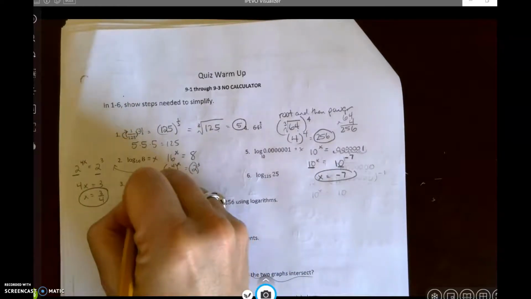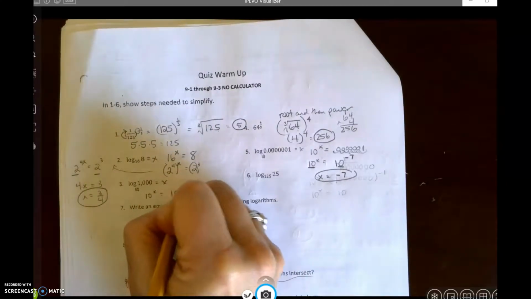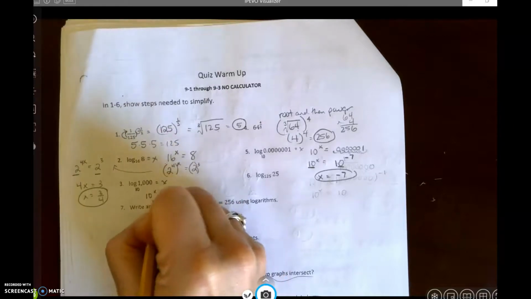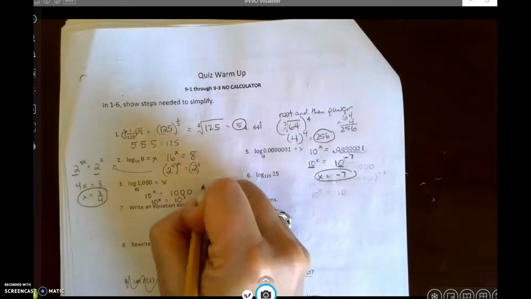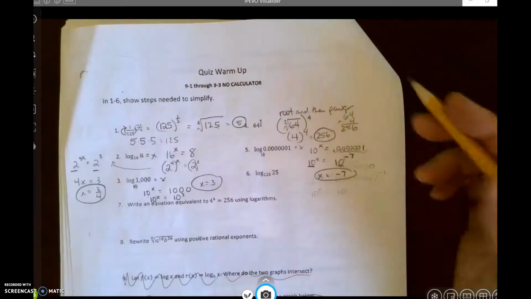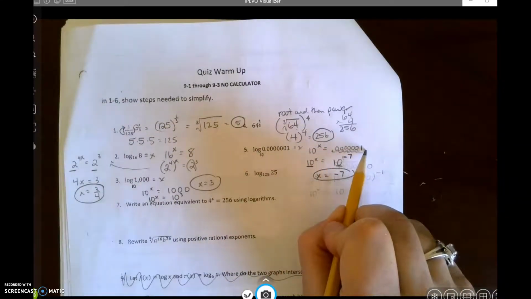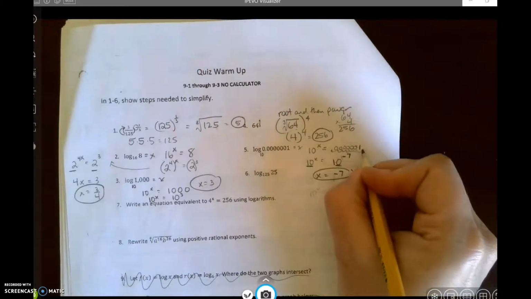Right, let's go to number 3. Got a base of 10 equals x. So 10 to the x equals 1,000. And that's a 10 with 3 zeros, so 10 to the x equals 10 to the 3rd. So x equals 3. So again, I want you to notice the difference between these. Since this has 3 zeros, it's 10 to the 3rd. Here, you're going to look at how many total places this decimal has to be moved over, and that tells you what your exponent is here.